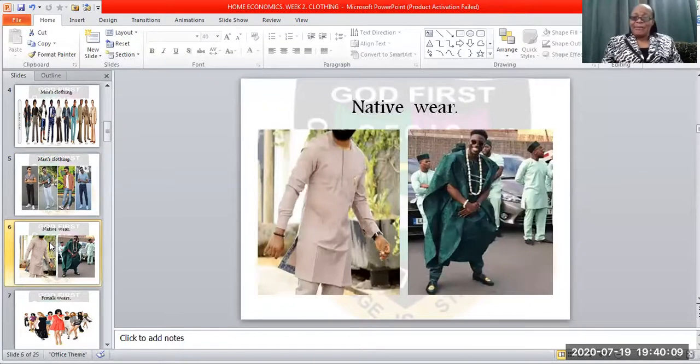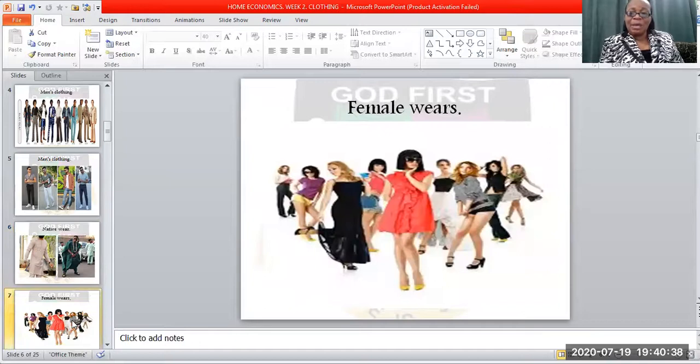Native wears for men, representing the culture of the people. That is what we mean by native wears: clothing peculiar to the customs and traditions of the locality where the men are from. Do you understand? Beautiful. Men's wear, men's clothing, these are all items for covering the body.